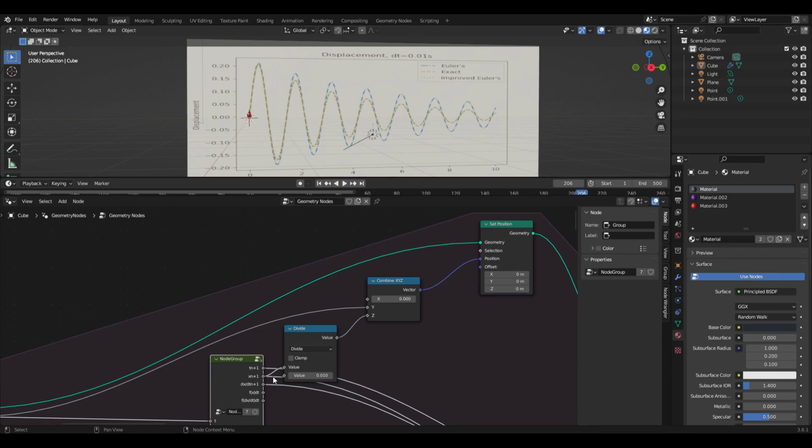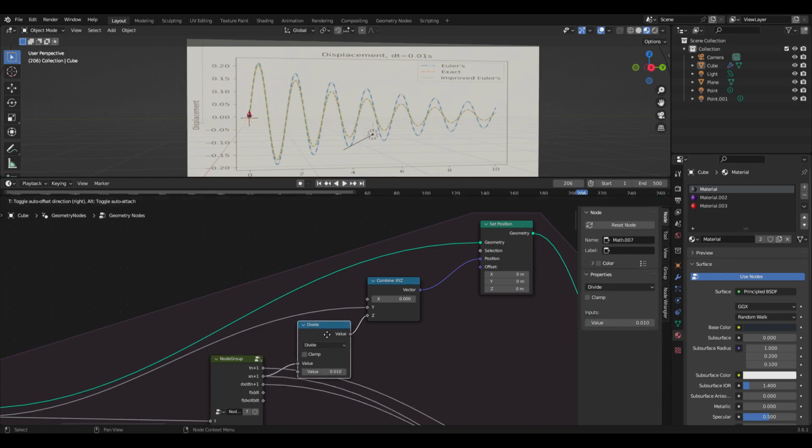So here I'm taking this displacement at n plus 1 and dividing by some value, and this is all hopefully to try and get something that I could overlay on top of this plot that I generated in Python. Of course, what I'm doing in Blender is on the same scale as this image that I output, showing the difference between the exact solution, Euler's method, and the improved Euler's method.